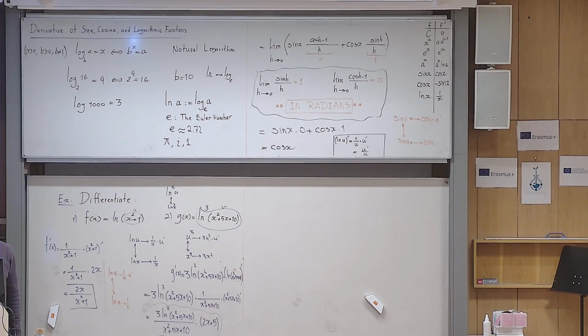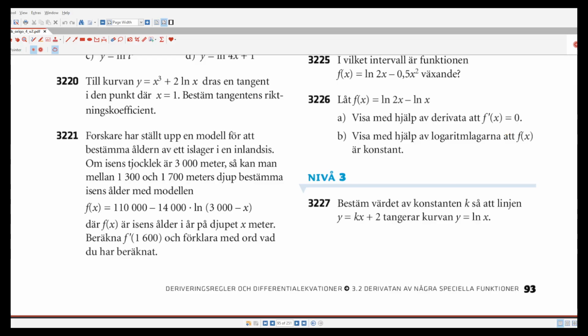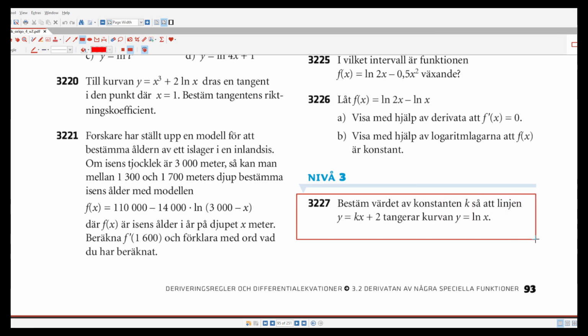Okay, so let us do one example, a level 3 problem. If I go here to the book, this is the only level 3 problem that you have here. Of course, I want to wait a little bit for you. You are supposed to determine the value of the constant k so that this line becomes tangent to the curve of y equals ln of x. You couldn't solve this problem before because it needs the derivative of ln, which we just learned.